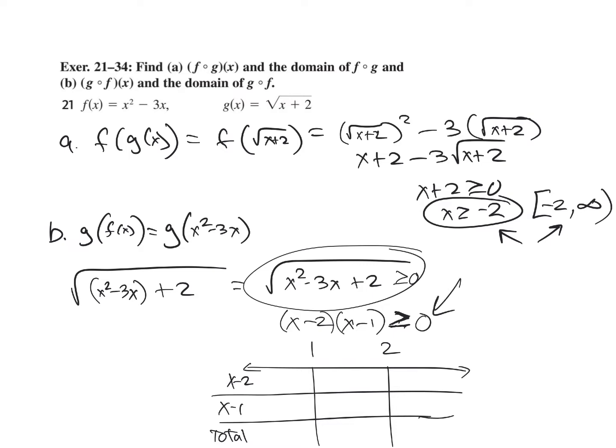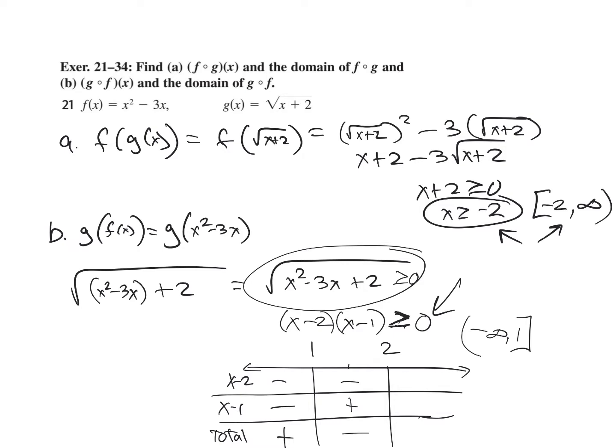So if x is 0, we have a negative and another negative. Multiply those together, I get a positive. So the first part of our answer is negative infinity to 1, including 1. Now let's see if there's anything else. What about between 1 and 2? How about 1.5? 1.5 minus 2 is negative. 1.5 minus 1 is positive. Multiply those together, you get negative.